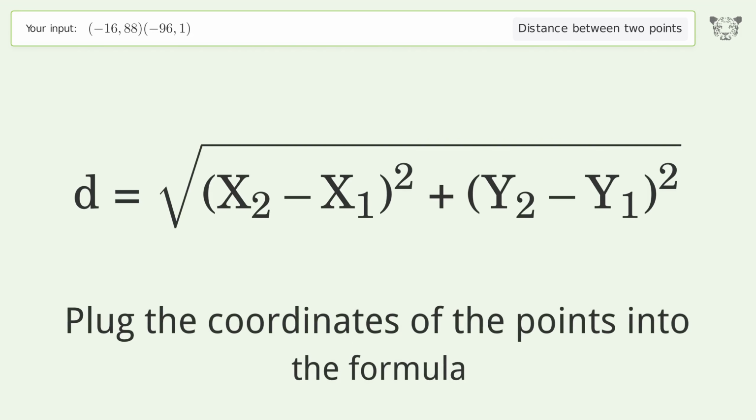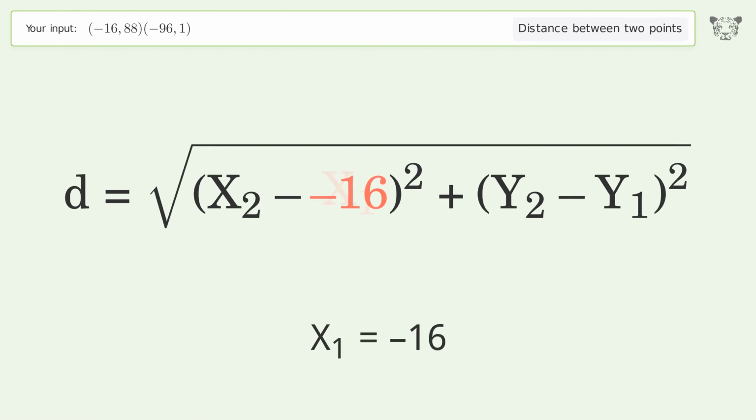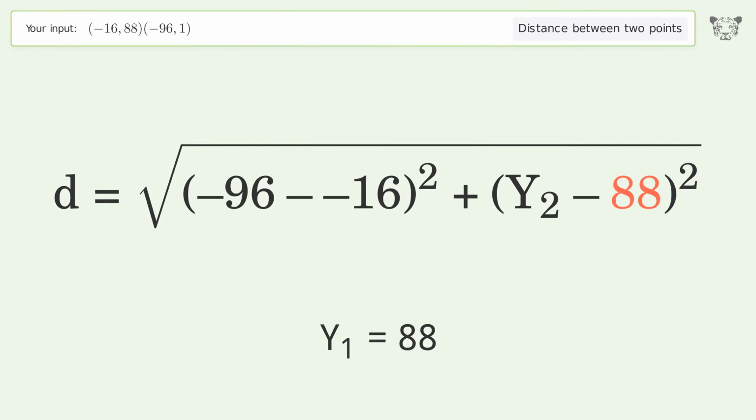Plug the coordinates of the points into the formula. x1 equals -16. x2 equals -96. y1 equals 88. y2 equals 1.